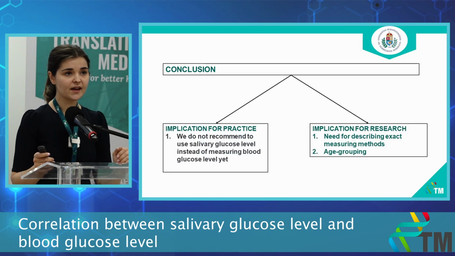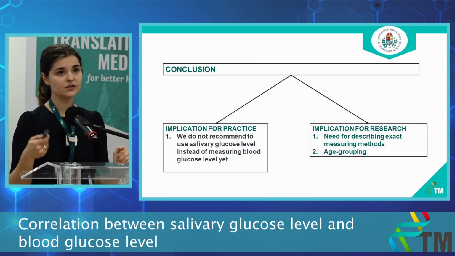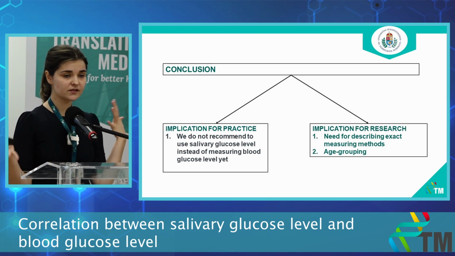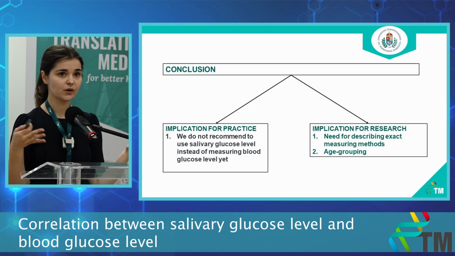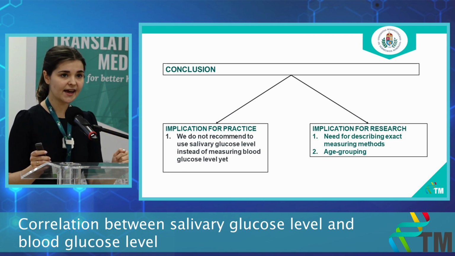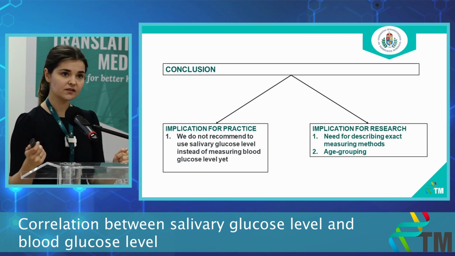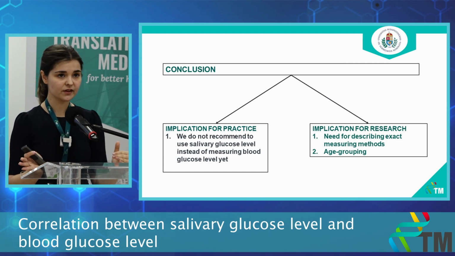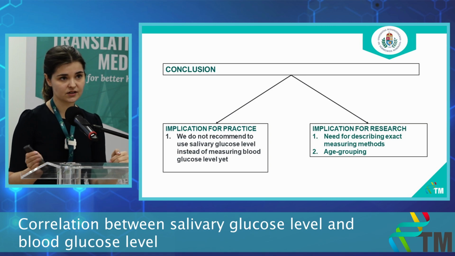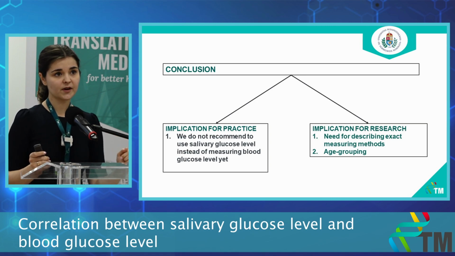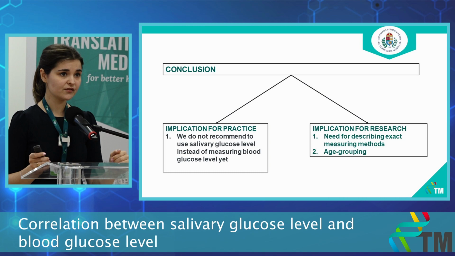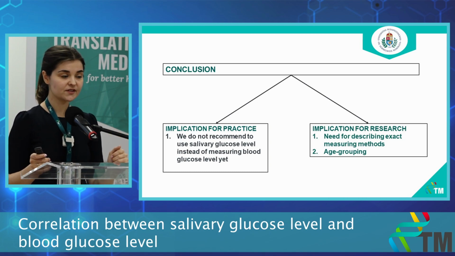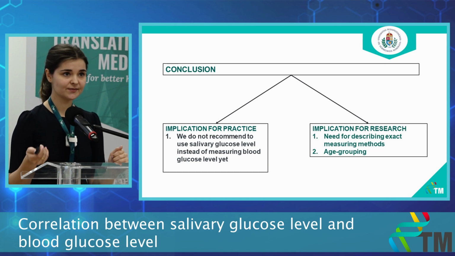And for conclusion, first I'd like to mention the implications for research. We need to describe the exact measuring methods that could be used for a salivary glucose testing. And based on what Professor Varga recommended us, we need to make some age grouping to see if there are some influencing factors based on the ages. And for implications of practice, based on the data we have, we do not recommend to use salivary glucose level instead of blood glucose levels yet, but we'd like to improve it.